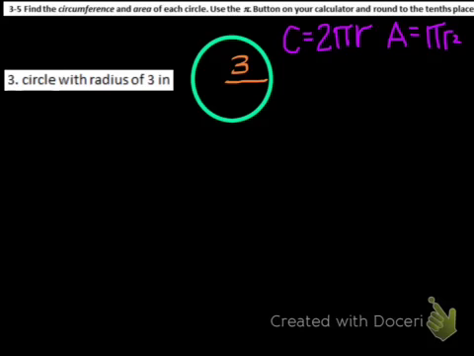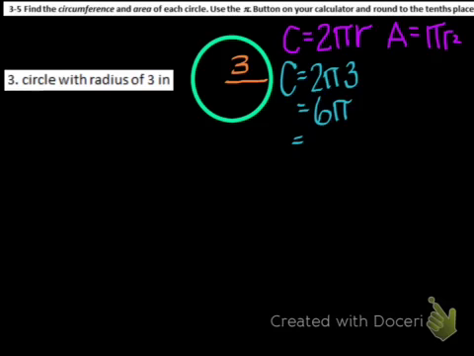So number 3 is asking us to find the circumference and area for a circle that has a radius of 3 inches. So I've gone ahead and I've drawn the circle with the radius of 3, if that helps some of you. So to find circumference, we're going to use the formula 2 times pi times radius. So 2 times pi times 3. I'm going to simplify that down to 6 pi, and then we are going to put this into our calculator, and we want to find it to the nearest tenths.